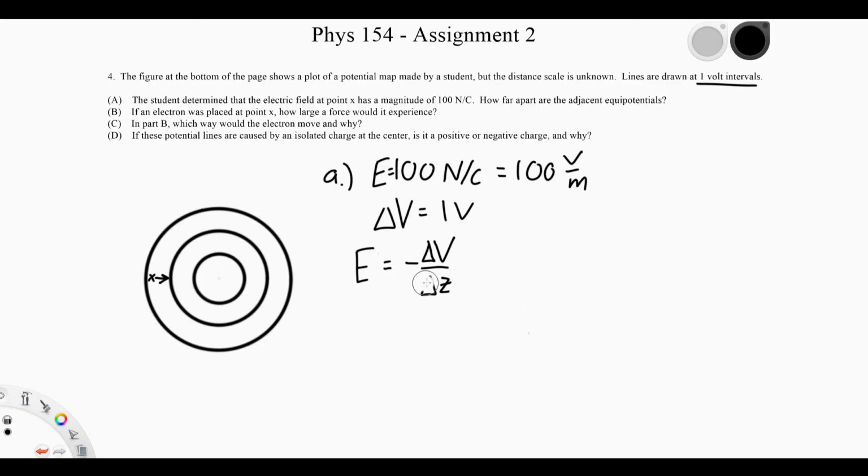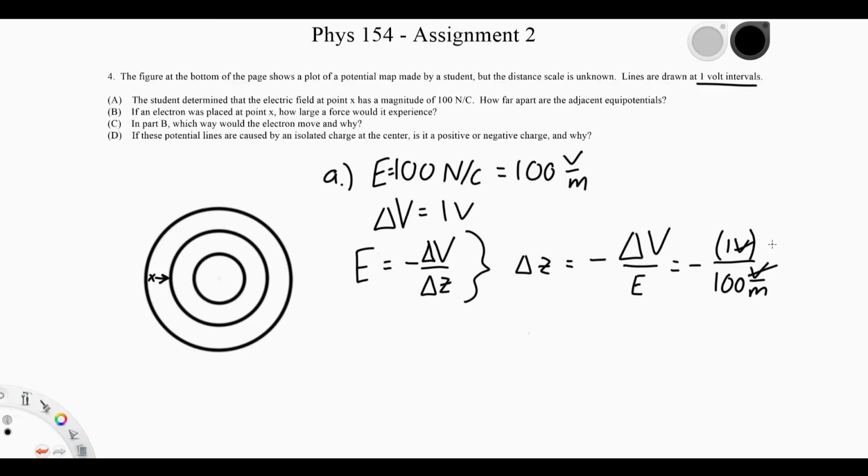So what we're going to do here is solve for delta Z. And we're going to get delta Z is equal to negative delta V over E. Go ahead and plug in. It's going to be 1 volt here divided by 100. I'm going to use volts per meter so that the volts just cancel out. And we're left with 1 over 1 over meters, which is just going to get us meters up top. And so that's going to become 10 to the negative 2 meters, which if you wanted to, you can convert to centimeters, and it comes out to exactly 1 centimeter.